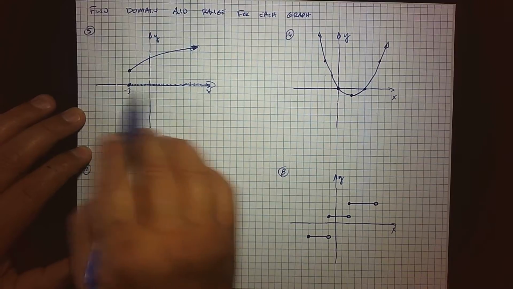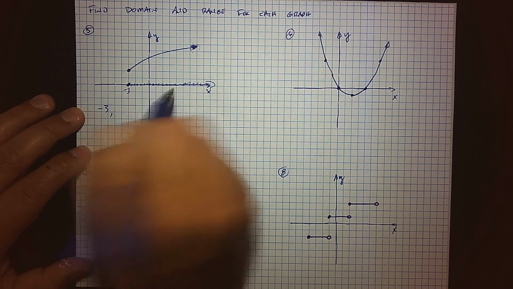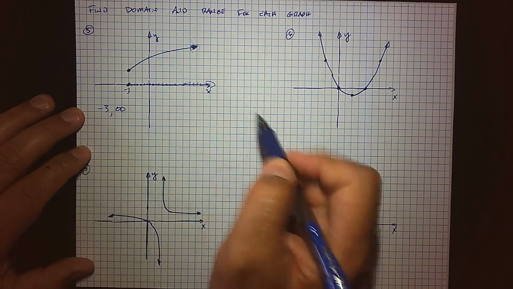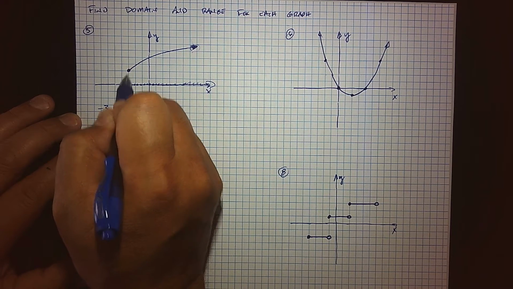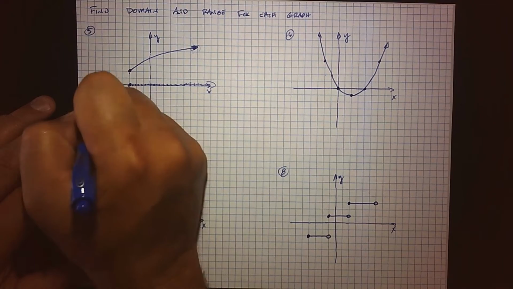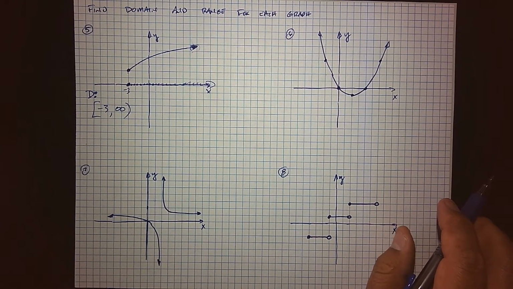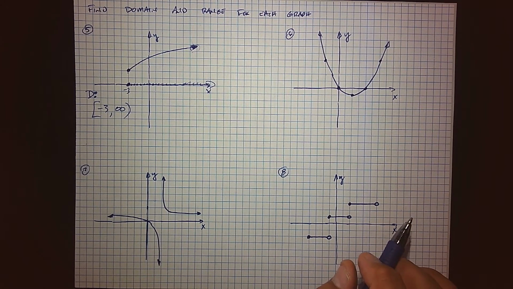So what part of the x-axis seems to be covered? Well, we're bounded to the left at -3. We're unbounded to the right, that's infinity. We are including -3 because of the closed circle, and infinity is always open. So there is your collection of inputs, your domain, your set of inputs. All values from -3 to infinity.